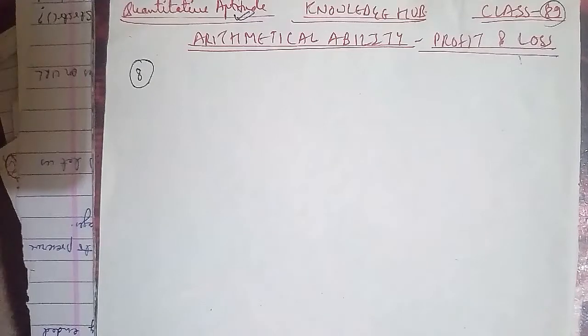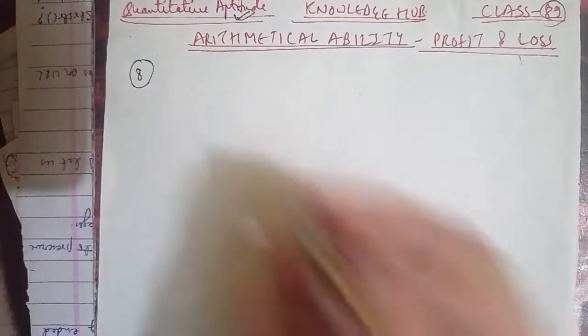The 8th question we have here: a book was sold for rupees 27.50 with a profit of 10%. If it were sold for rupees 25.75, then what would have been the percentage of the profit or loss? That has been asked in a hotel management question paper. So here we go ahead.